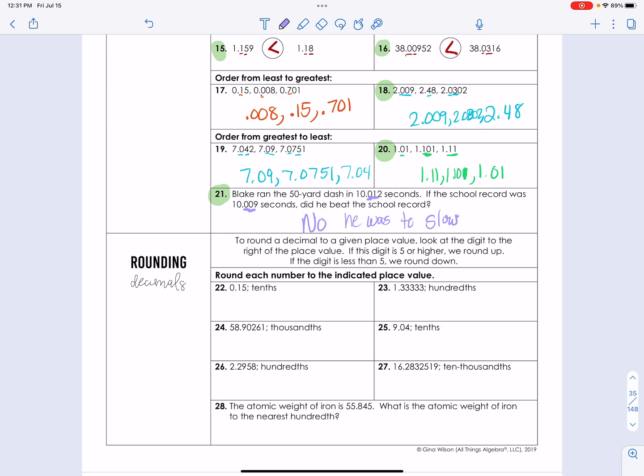Okay. All right, so now it says round each number to the given place. What I do to round a number is look at the digit to the right of the decimal value. If it's 5 or higher, we round up. If it's less than 5, we round down. So I want tenths. The number is here, so my answer is 0.2.